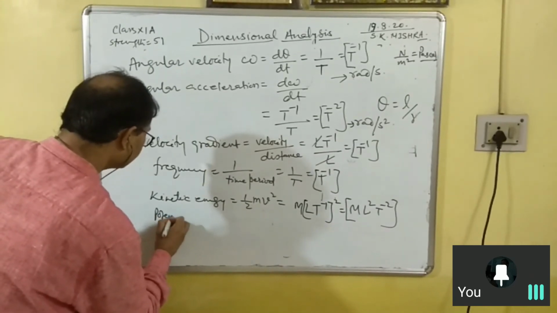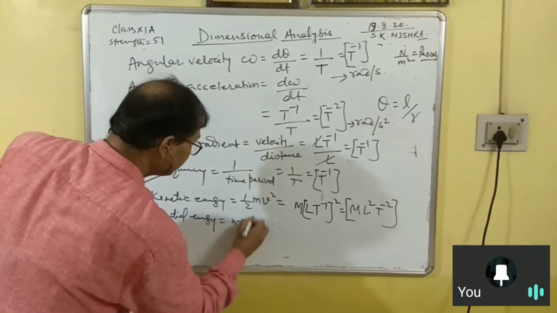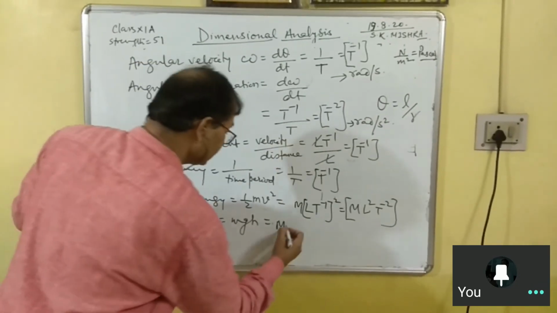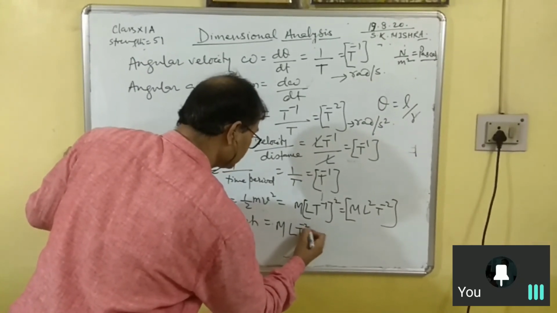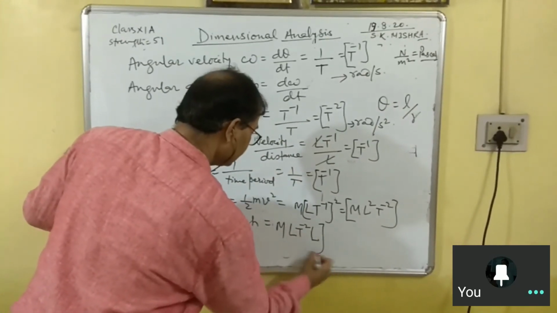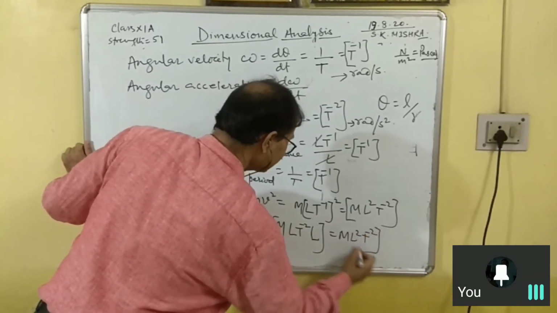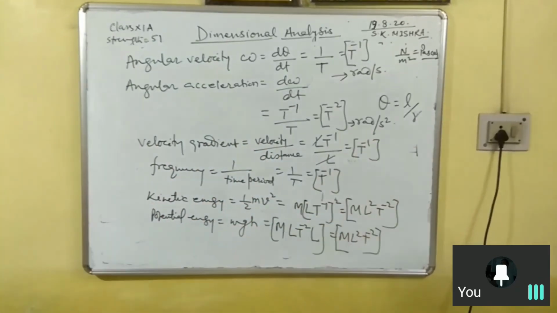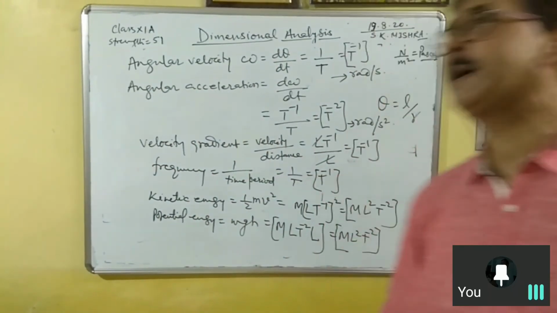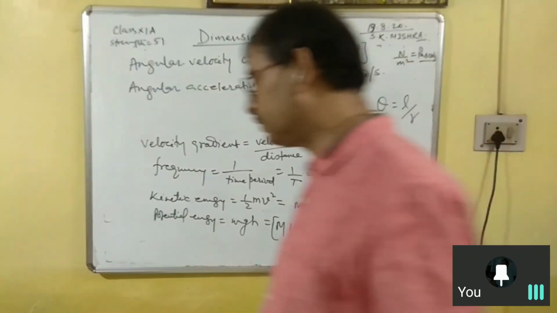Now potential energy should also have the same dimension, which is mgh. What is the dimension of g? This is acceleration, L T to the minus 2, meter per second square. Into h, again L. So what you get is M L squared T to the minus 2. So whether it is kinetic energy, potential energy or energy, they have the same dimension. This is similar to work done, which also has the dimension M L squared T to the minus 2. Am I clear to you?